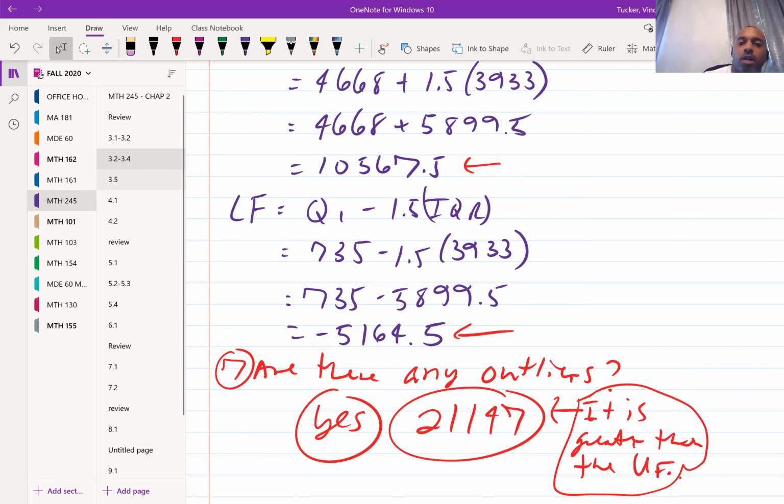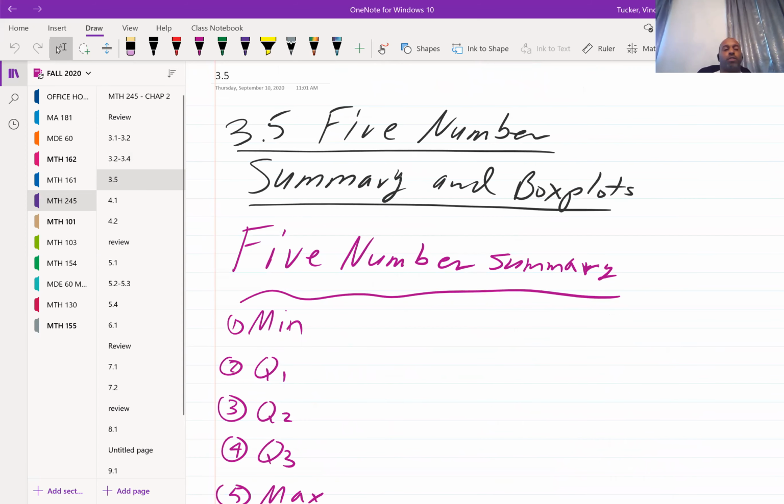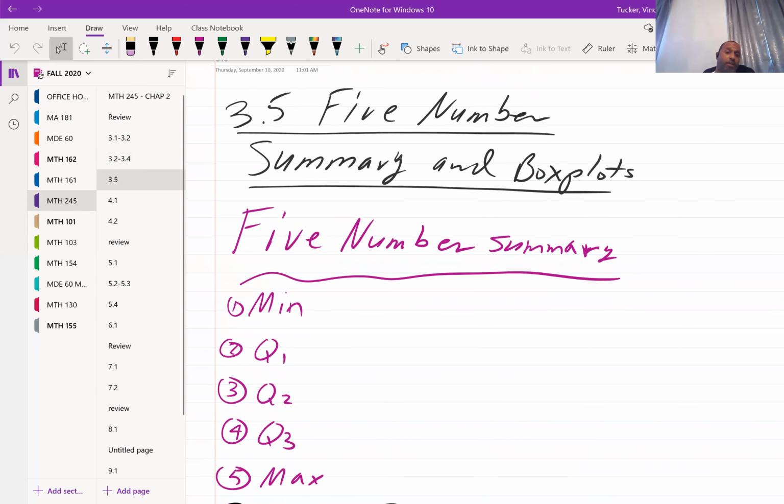All right, so let's look at 3.5. 3.5 is pretty much doing the same thing that 3.4 ended with, just that they add the 5-number summary and box plots. So your 5-number summary is your minimum value, Q1, Q2, Q3, and your maximum value.